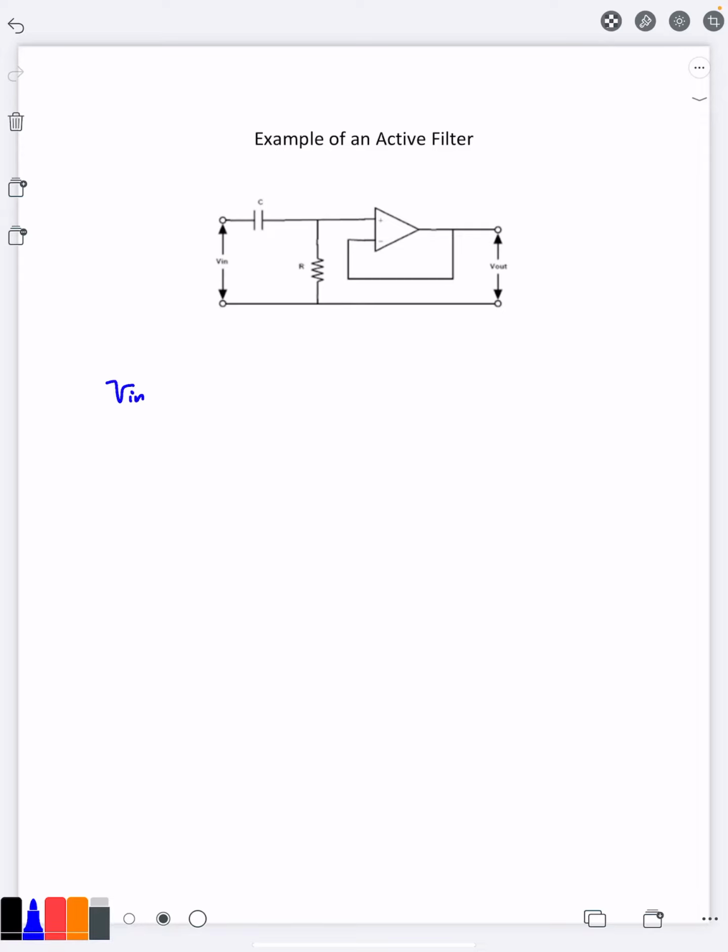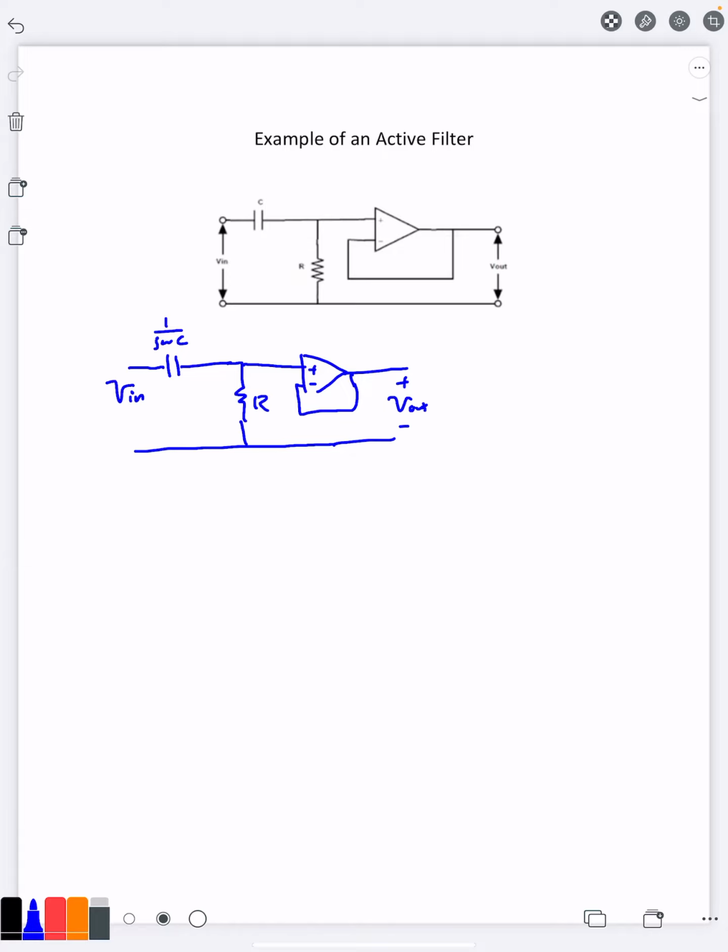So we have our V in here. We know the impedance for a capacitor is 1 over j omega C. Notice I didn't give you the value of the capacitance or the resistance. So that means we're going to leave things in terms of R and C here. And then we go ahead and finish our circuit here. And this is our V out.